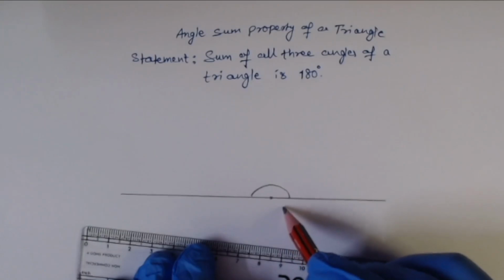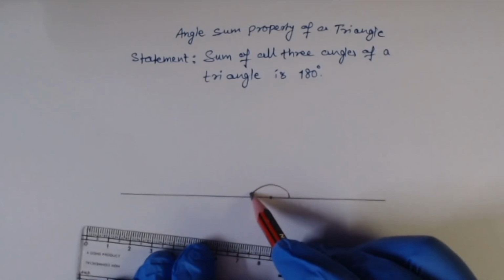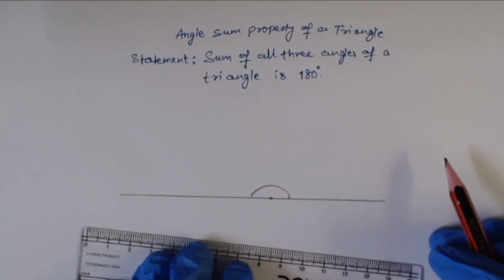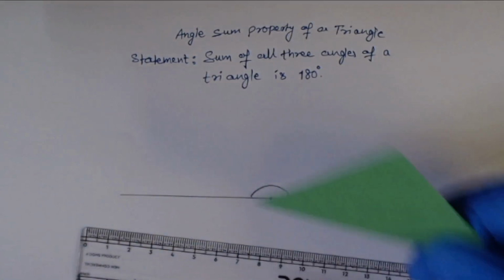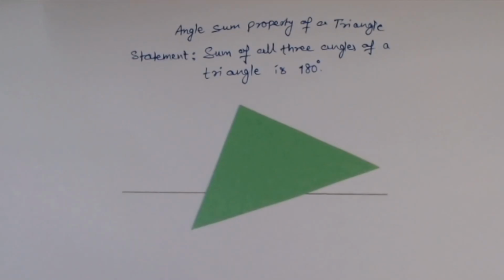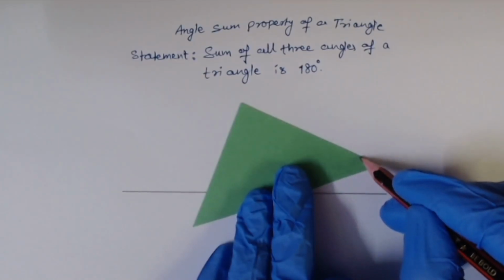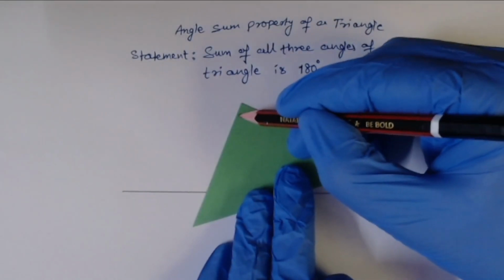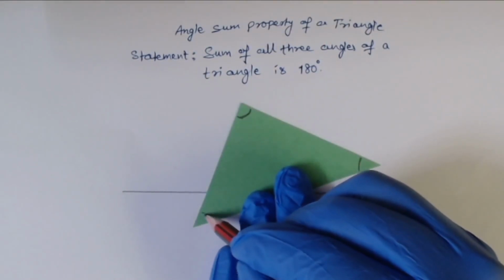We know that the angle all around this point would be 360 degrees, but if I take only one side, like a semicircle, it will make 180 degrees. That is also known as a straight angle. Now we have a triangle, and as we know the triangle has three angles. Let us highlight those angles. And this one.